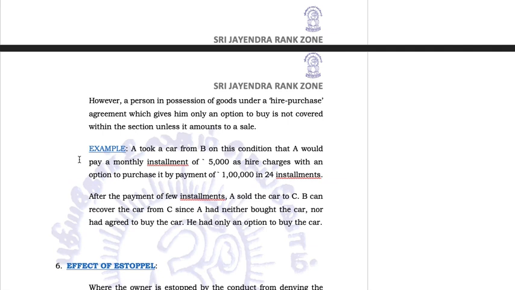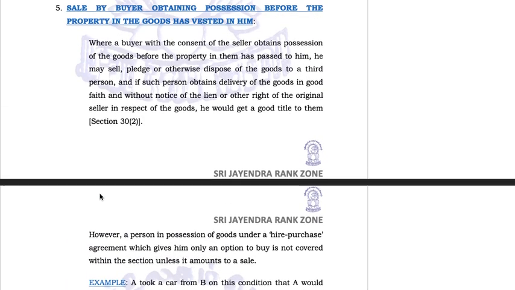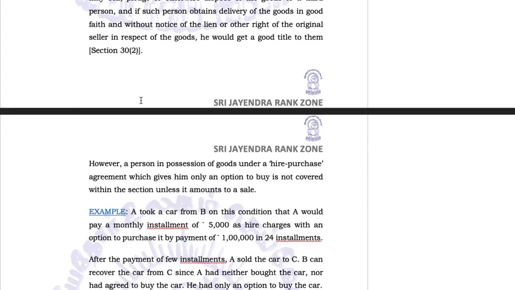A took a car from B on the condition that A would pay a monthly installment of 5,000 rupees as hire charges with an option to purchase it by payment of 1 lakh rupees in 24 installments. After the payment of a few installments, A sold the car to C. B can recover the car from C, since A had neither bought the car nor had agreed to buy the car. He only had an option to buy the car, but he had not exercised that option. So we cannot call him a buyer. And this section talks about sale by a buyer.